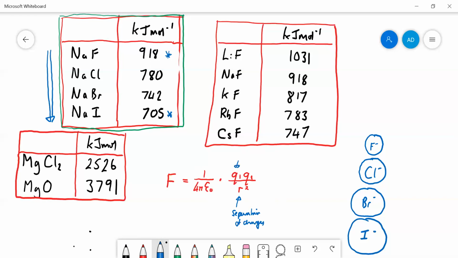Q1 is the charge of the positive ion, or the negative, it doesn't matter really, measured in coulombs, and Q2 is the charge of the negative ion, measured in coulombs.